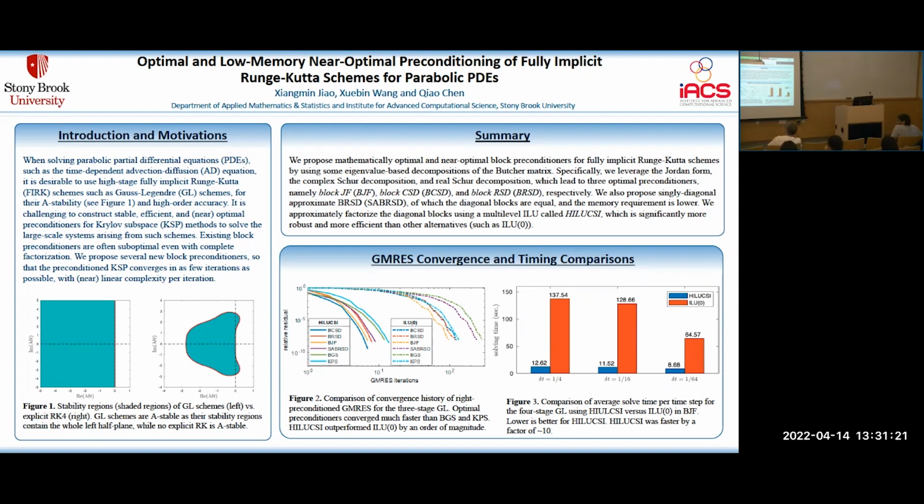But in most cases, because the system can be not well posed or something like that, we need to do the incomplete multi-level factorization for the diagonal blocks. So that is why we call it optimal.